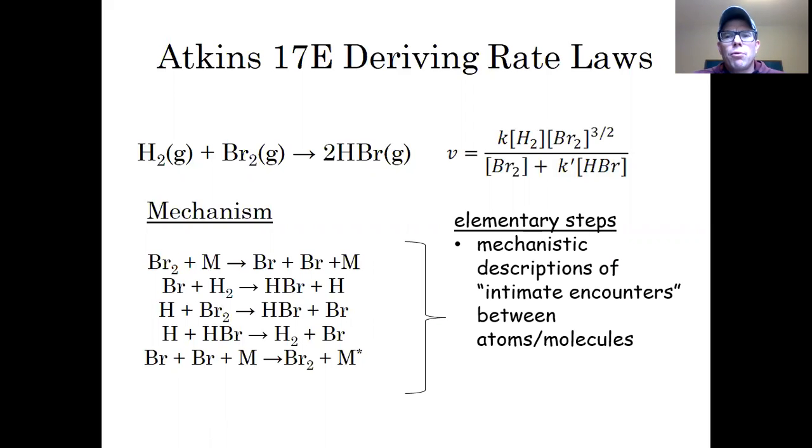And what's important about elementary steps is that they are mechanistic descriptions of intimate encounters between atoms or molecules. In other words, if I write an elementary step, bromine plus hydrogen goes to HBr plus hydrogen, I am saying that a bromine atom is interacting with hydrogen to form HBr and H. I'm saying that these things actually come together and form a chemical reaction. And that has a number of important consequences.